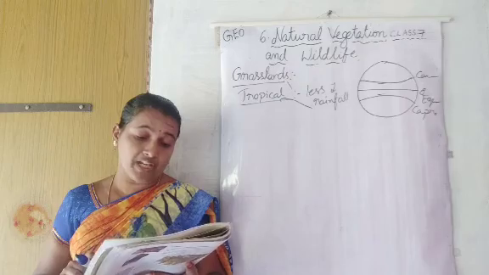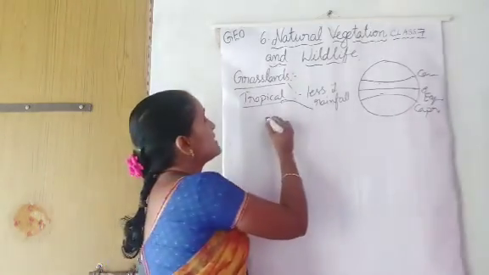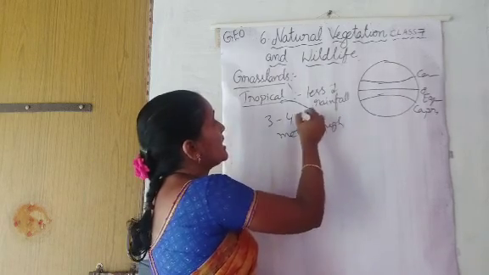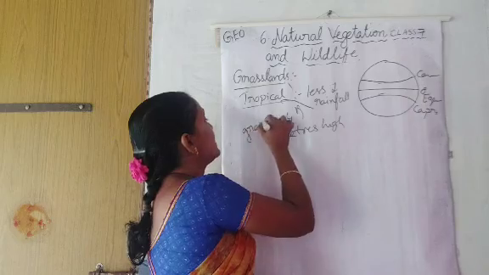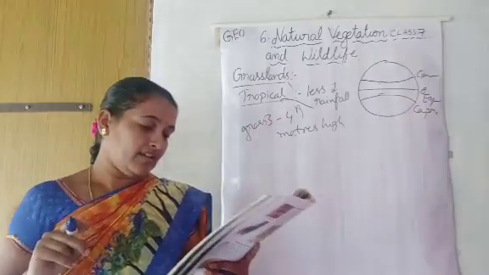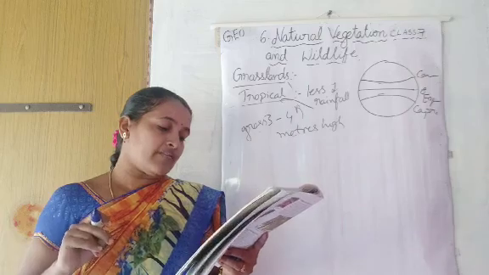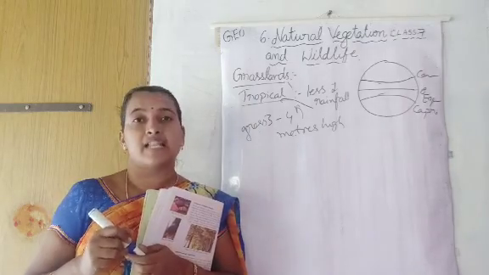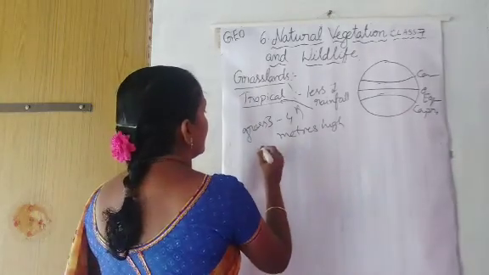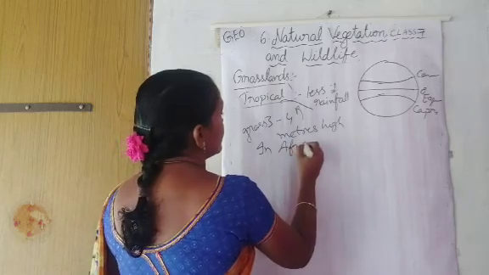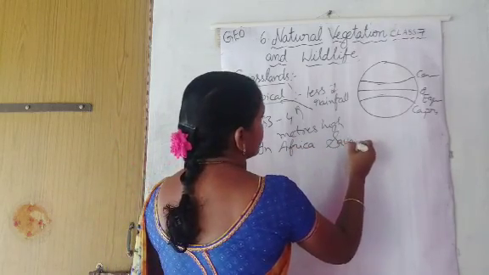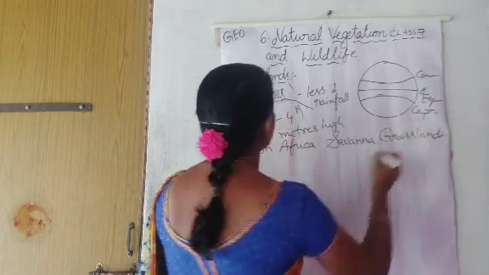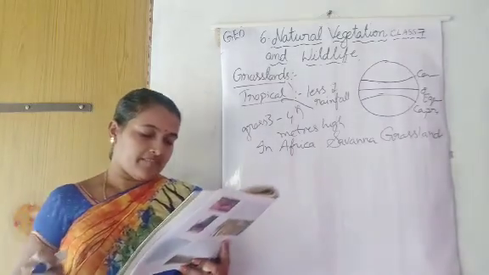The grass can grow very tall, about 3 to 4 meters high. Savanna grasslands of Africa are of this type. So, for example, in Africa, savanna grasslands are the examples for these tropical grasslands.